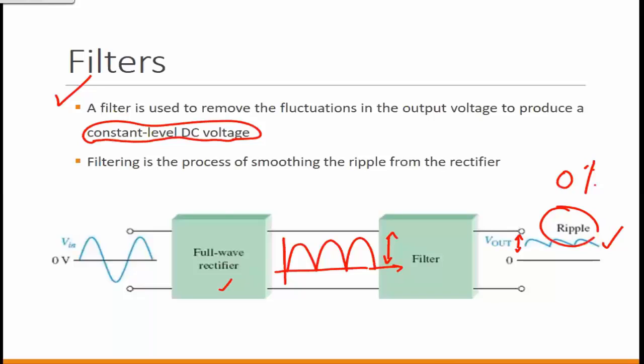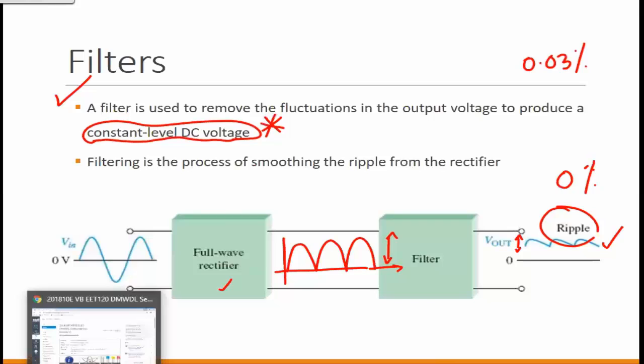So you always see power supplies. Usually when we purchase a power supply, we will know what the ripple percentage is. Usually they will be something like 0.03%, 0.05%. So extremely small, but definitely it's not going to be zero, meaning that you're never going to get a perfect straight line. Visually, you may not see it, but the ripple is always going to exist in your DC signal, whatever that DC power supply is.